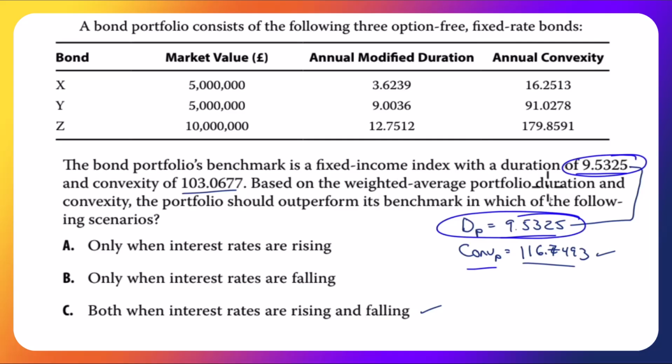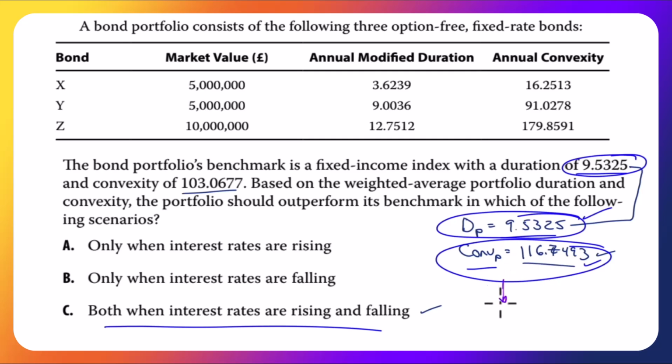Based on the weighted average portfolio duration and convexity, the portfolio should outperform its benchmark in which of the following scenarios? Greater convexity means we should outperform on the way up, and outperform on the way down. Both when interest rates are rising and falling. That's what's beautiful about convexity, is you can always beat your benchmark by matching on duration and just increasing convexity. But you will learn in level 3 that everyone likes convexity, so you end up having a lower yield on those particular bonds, but a higher convexity. Get one thing, give something up.